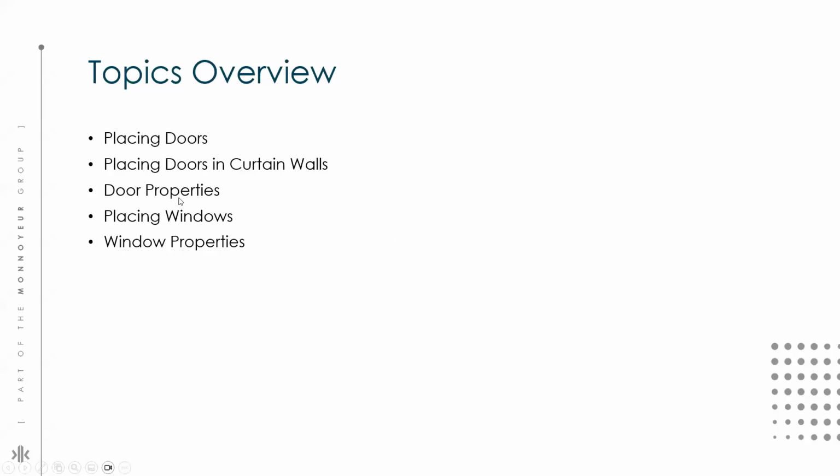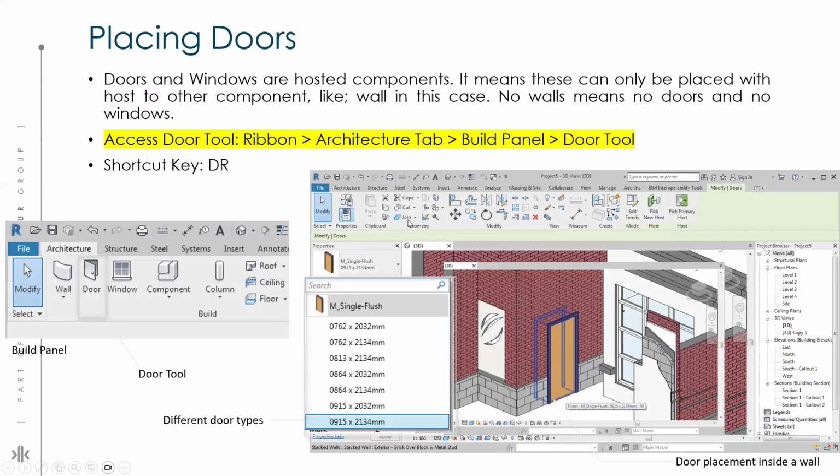We'll be going over placing doors in curtain walls, door properties, placing windows, window properties. So here you can see placing doors. Quite simple, just like we chose walls, we can choose doors. And here you can see by selecting a door, we'll get into a properties panel where we could select the particular family door. Here you can see one family has been imported, M single flush, and it has multiple dimensions as well.